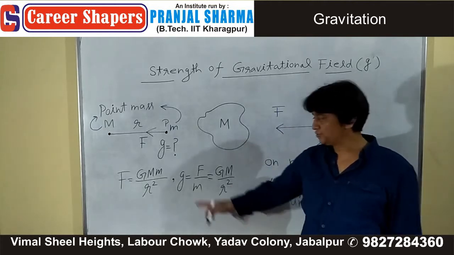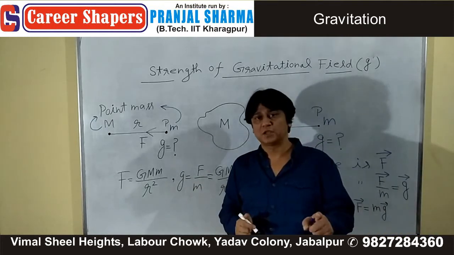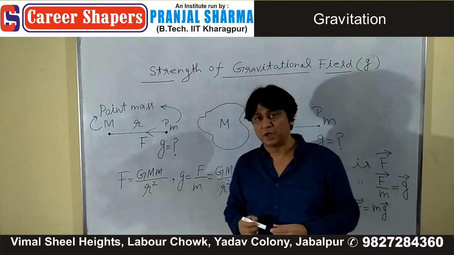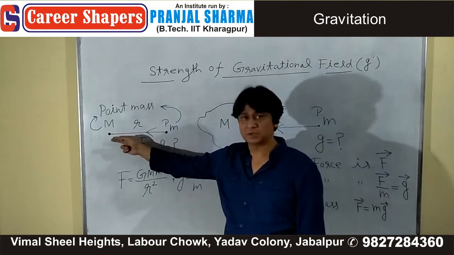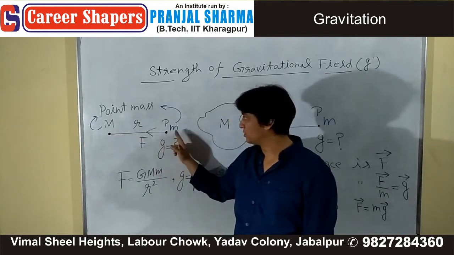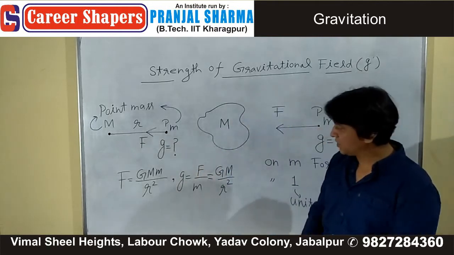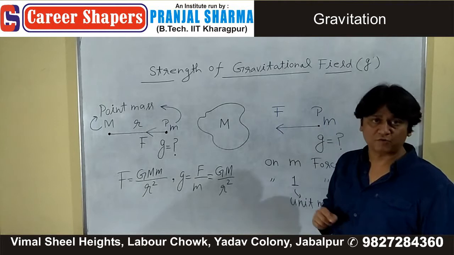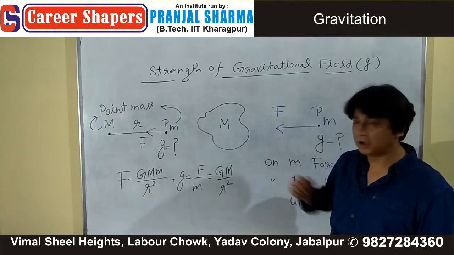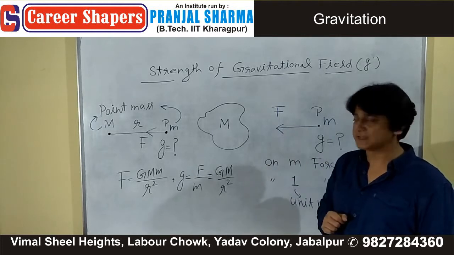What is the direction of g? First of all, remember, g is nothing but force on unit mass. What is the direction of force? Towards the point mass. This M is pulling on this m in this direction, that is, towards itself. And therefore, if I ask you what is the direction of gravitational field of a point mass, you will say that it is towards the point mass itself.